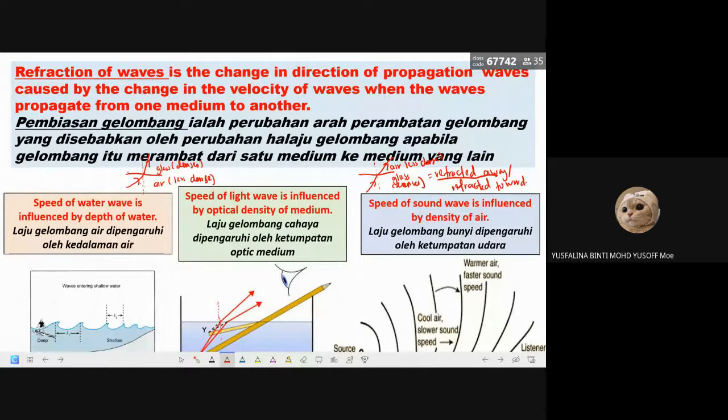So you can see here the water. Water, of course, is much denser than the air. So you can see it refracted away from the normal. That's why you see the pencil looks bent. It bends in the water. So this one you need to remember. So this is refracted towards. Never mind, later in the light chapter we will learn about this one. But this one you also need to remember because later you need to describe the refraction of sound.